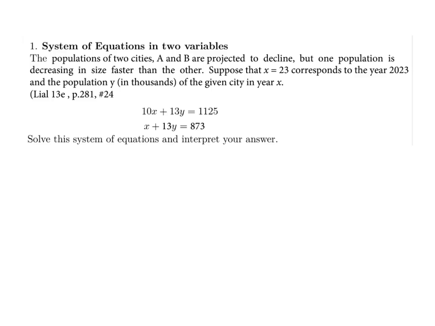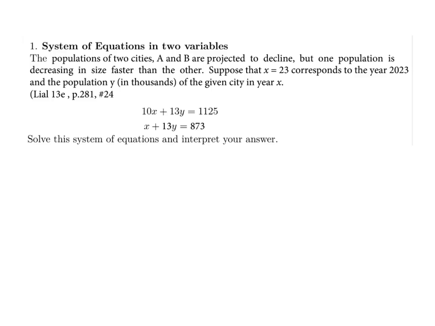So the first question, again using a system of equations in two variables, reads: the populations of two cities A and B are projected to decline, but one population is decreasing in size faster than the other. Suppose that x = 23 corresponds to the year 2023, and y is the population in thousands of the given city in year x. We have two equations here, which represent the populations of the two cities. The first one is 10x + 13y = 1,125. The second is x + 13y = 873.